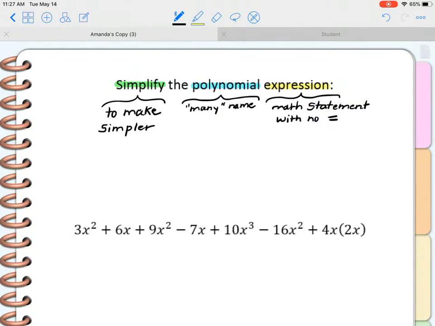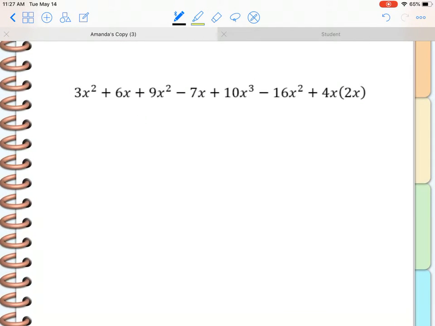So we're going to simplify the polynomial expression. We are going to make this math statement simpler, as simple as we can. Okay, so let's look at the expression itself. I'm not going to read all this because it would take me all day. I do want to ask you, though, to think about what is different in this expression. As you look down that line, what looks odd? And you may be thinking it all looks odd, and it does. But what's different? What is the piece that doesn't look like the others?